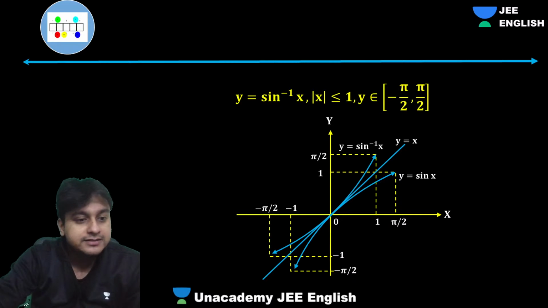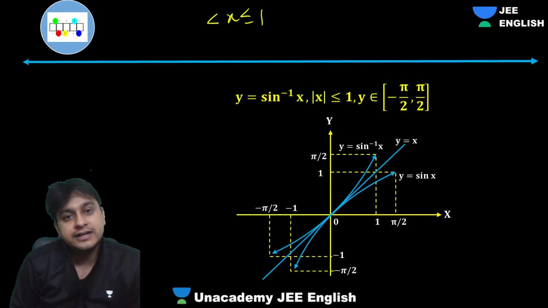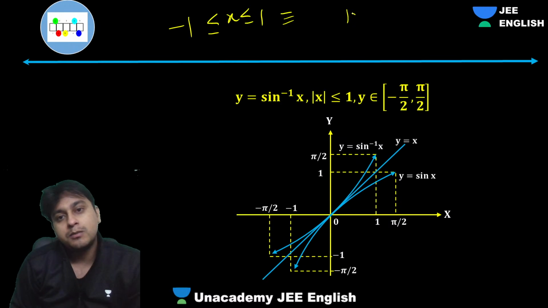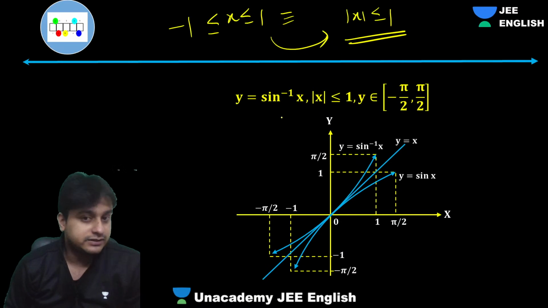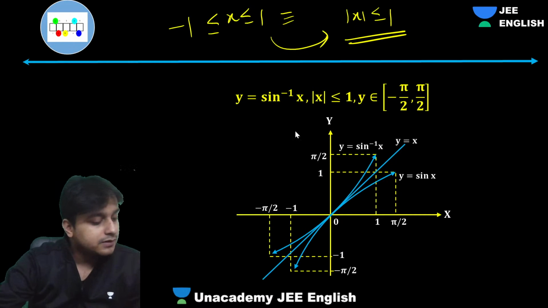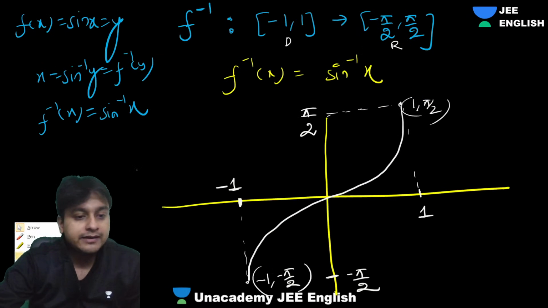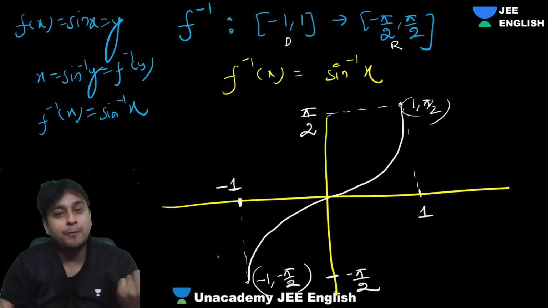The domain is mod x less than or equal to 1, right? So obviously x between minus 1 and 1 can also be written as mod x less than or equal to 1, in short form. Okay, so this is the domain and this is the range of sine inverse x. Did every one of you get it? Everyone understood? Okay, now guys, one interesting point is that with the help of the graph, I will teach you property number 1 also.